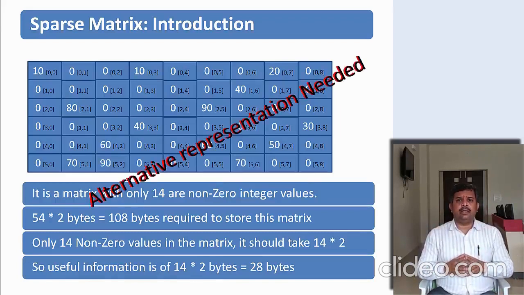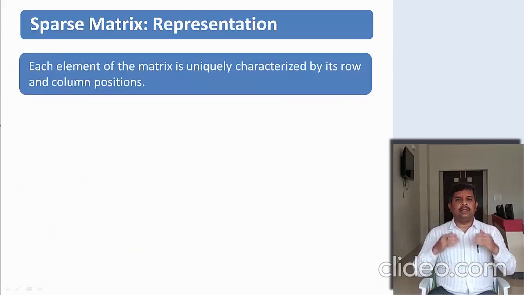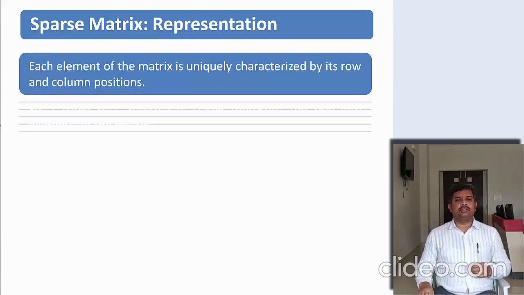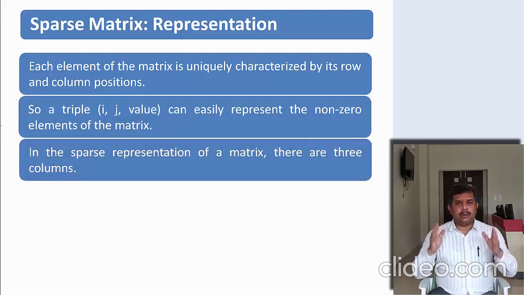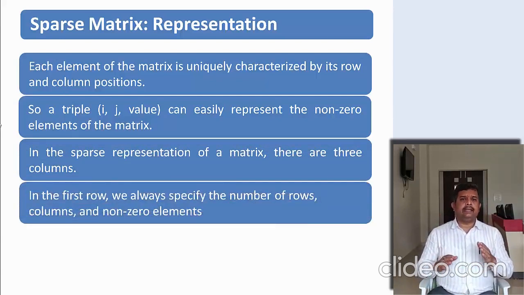So is an alternative way of representation needed? Yes, obviously, if we want to save the sparse matrix, we need an alternative method of representing it. Each element of the matrix is uniquely characterized by its row and column position. So we take triplets, that is I, J and value, which easily represent the non-zero values in the matrix. In the sparse representation of a matrix, we take 3 columns. The first indicates the row, the second indicates the column, and the third indicates the non-zero value.